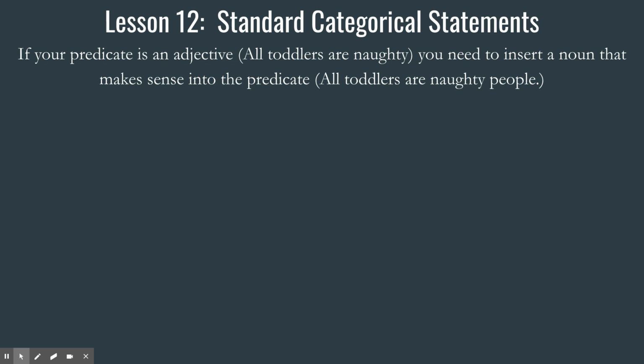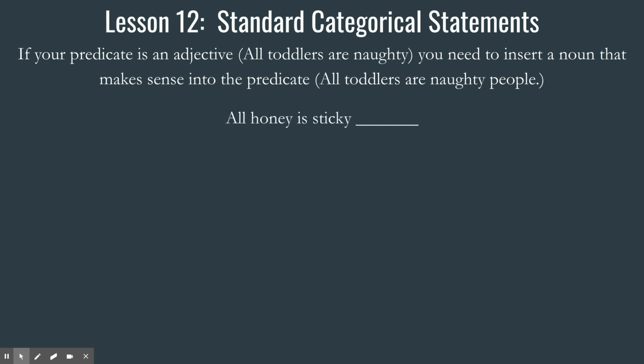Remember that. So, little helpful hint when you're doing your homework. If your predicate is an adjective, like for example, all toddlers are naughty, that looks like it's in categorical form. We've got our all, we've got our form of the verb to be. But naughty is not a noun, it's an adjective. We can add a noun that makes it make sense. So we could say something like, all toddlers are naughty people. All toddlers are naughty humans. All toddlers are naughty beings. Not all toddlers are naughty bananas, right? That doesn't make any sense. But you can add a noun that makes sense to make it fit the form.